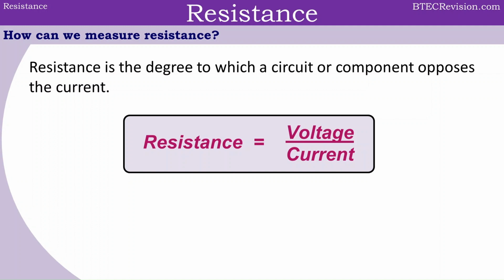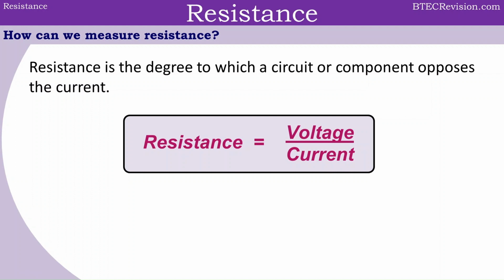Now we can move on to resistance. What is resistance? It is the degree to which a circuit or component opposes the current. So basically, it is how difficult it is for these charges to get through the circuit. A connection between current and voltage was discovered by someone called George Ohm in the 1800s, who was a German physicist and maths teacher.